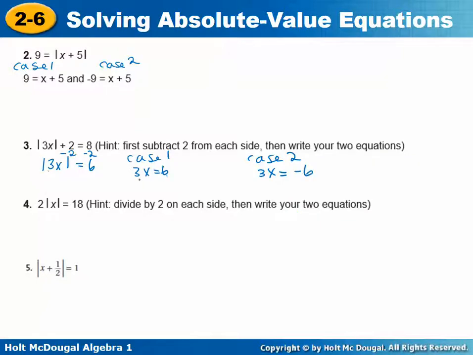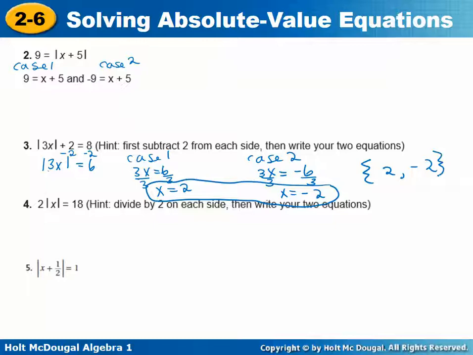So 3x equals 6. You divide both sides by 3, and we get x equals 2. For case 2, we divide both sides by 3, and we get x equals negative 2. So my two solutions are 2 and negative 2. If you want, you can write your two solutions in curvy brackets, not regular parentheses, because then it looks like a coordinate point. It just means this is the set of solutions.